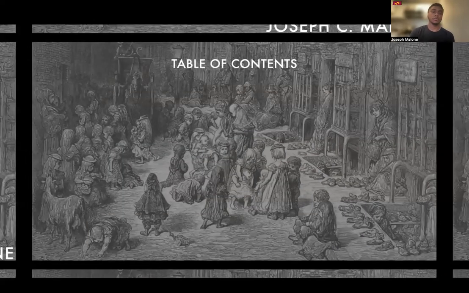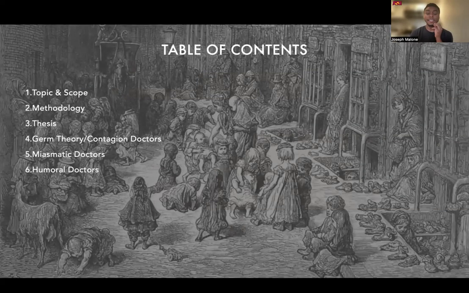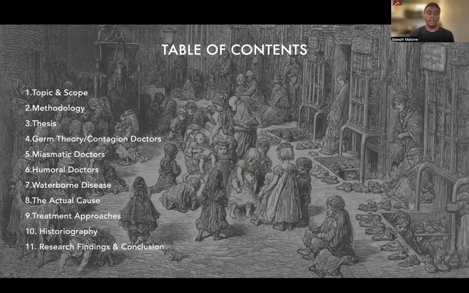So I want to provide an overview of how the defense will be structured. First, I will provide an overview of the historical setting. Then I will discuss my methodology and pronounce my thesis. After that, I will discuss the various approaches doctors, physicians, and intellectuals used to understand the cholera epidemic. Then I will discuss the actual cause of cholera and the treatment approaches. And lastly, I will discuss how my research fits into the historiography and my final conclusions.